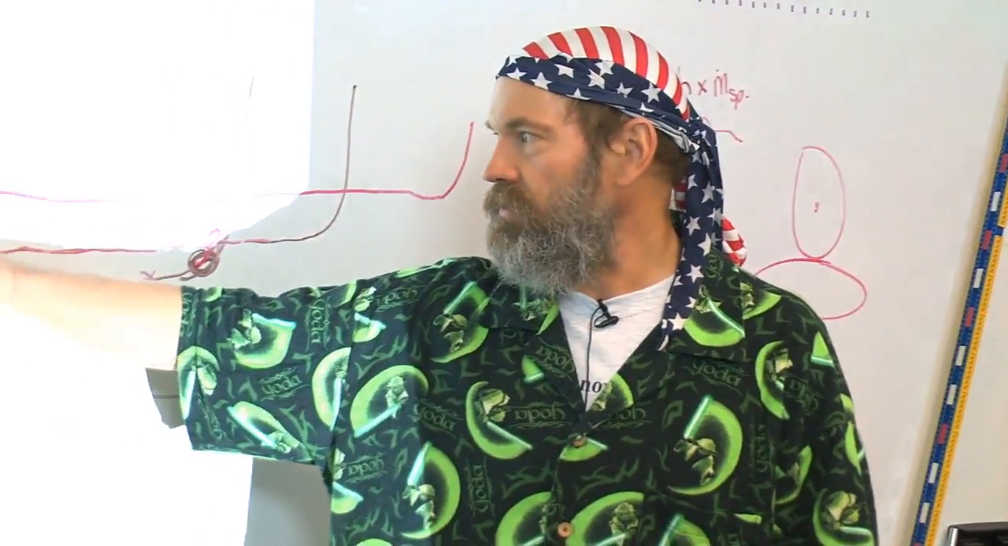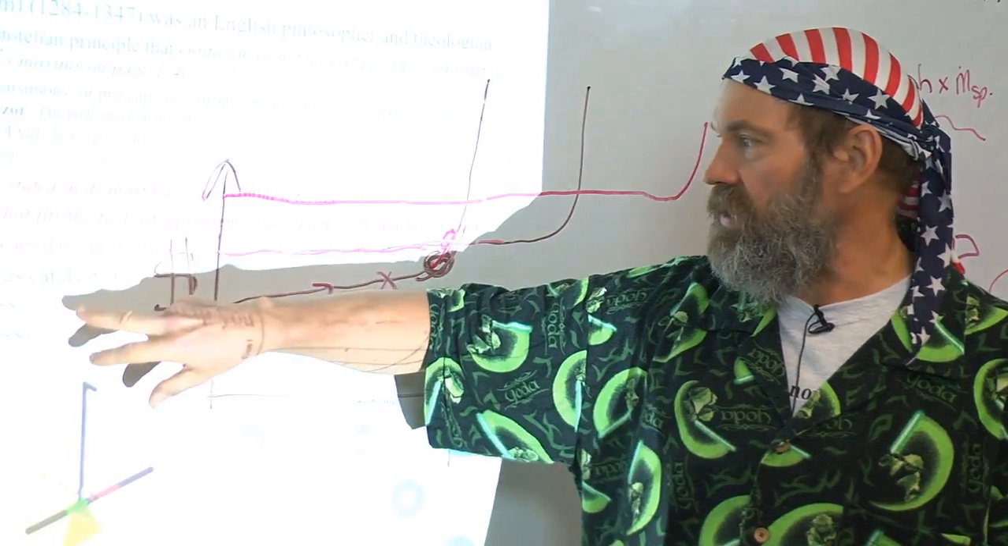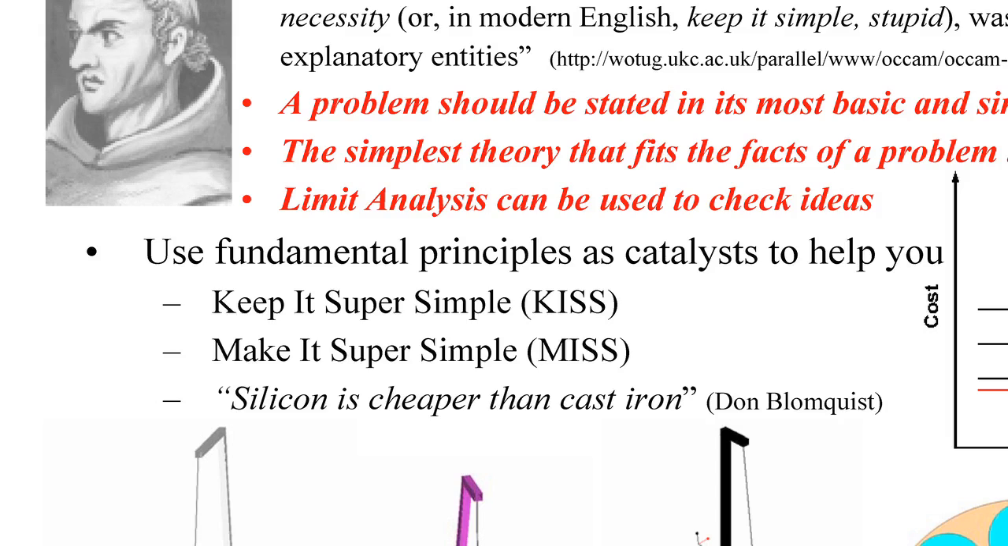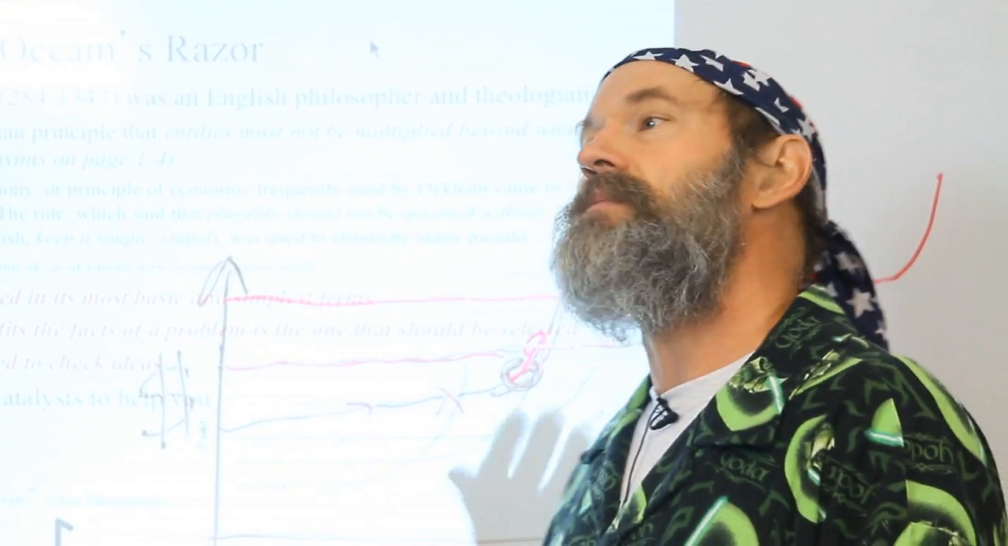In addition to the normal term Occam's razor, it's often called KISS. Keep it super simple. But don't forget the MISS principle. Make it super simple. You've got to be able to design things to be made simply.